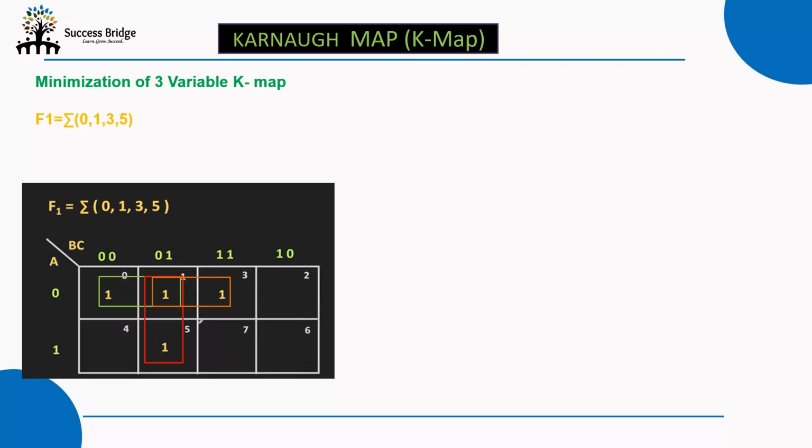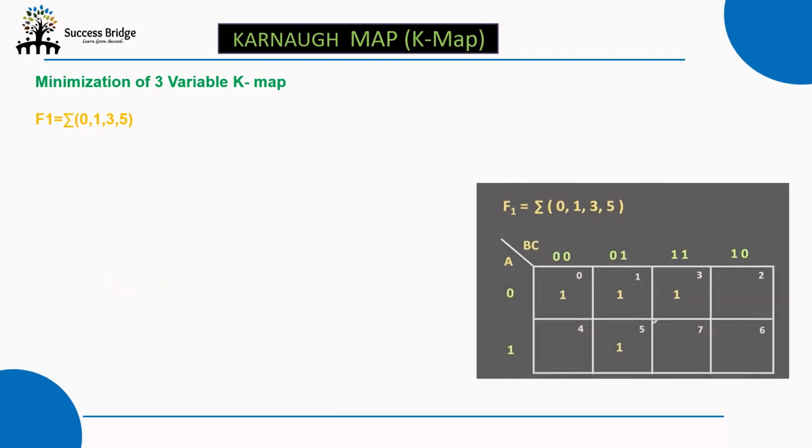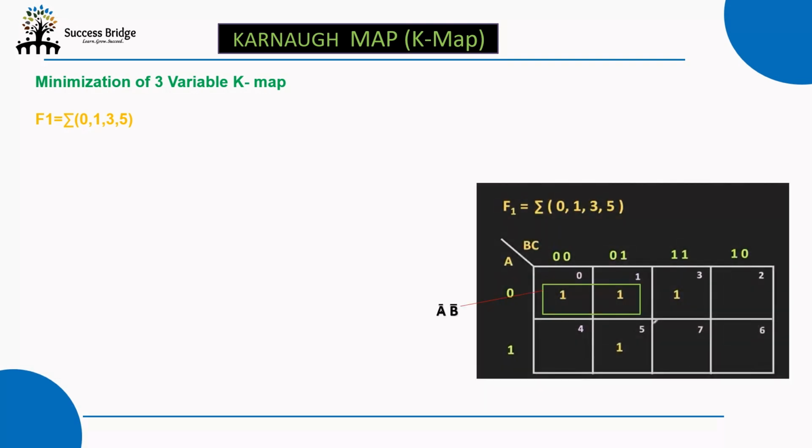So let us consider the first group. This is the first group. As you saw earlier, in this group the variables a and b are not changing, while the variable c is changing. Here the value of a and b is equal to 0, therefore the grouping represents a bar dot b bar for the first group.